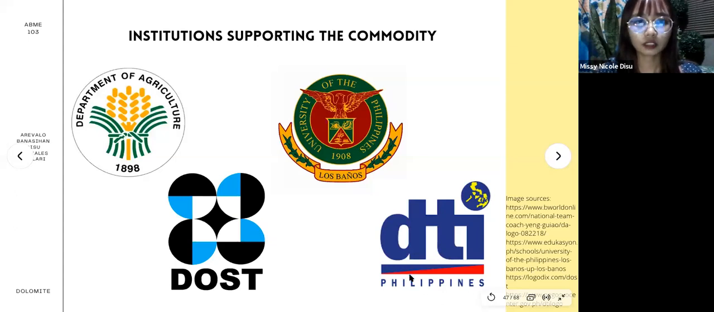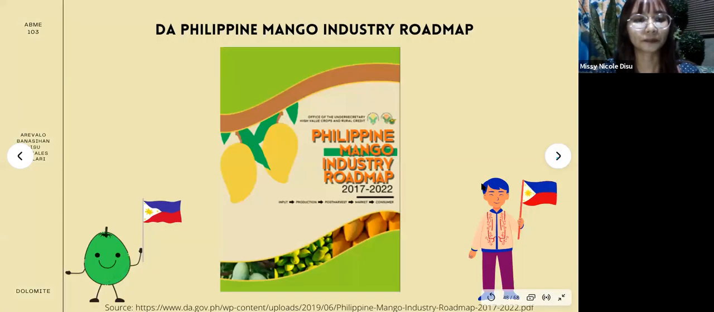Government and private institutions are currently supporting the commodity system. Research and development initiatives for advancing the mango industry are commonly handled by the Department of Science and Technology, Philippine Council for Agriculture, Aquatic and Natural Resources Research and Development, DOST-PCAARRD, University of the Philippines Los Baños, and Department of Agriculture's Agricultural Training Institute or ATI.